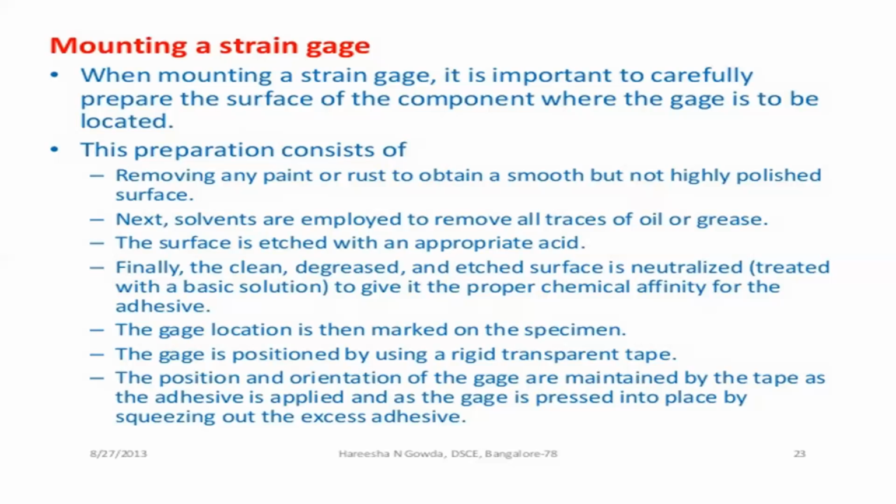This preparation consists of removing any paint or rust to obtain a smooth but not highly polished surface. So this preparation in the mounting of a strain gauge consists of removing any paint or rust that has formed. We can remove any type of paint or rust to obtain a smooth but not highly polished surface, and the gauge is then placed on that component.